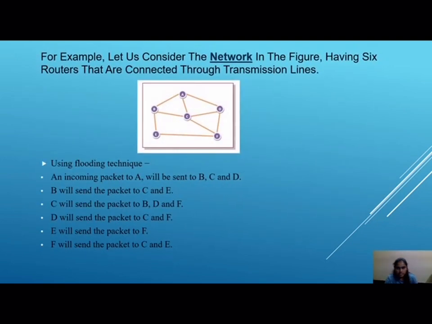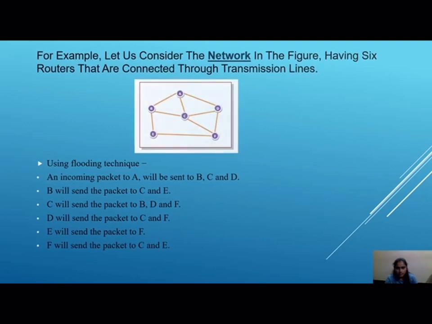For example, let us consider the network in the figure having 6 routers that are connected through transmission lines. Using the flooding technique, an incoming packet to A will be sent to B, C, D. B will send the packet to C and D, C will send the packet to B, D and F, D will send the packet to C and F, E will send the packet to F, and F will send the packet to C and E.